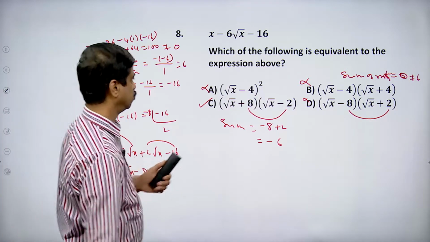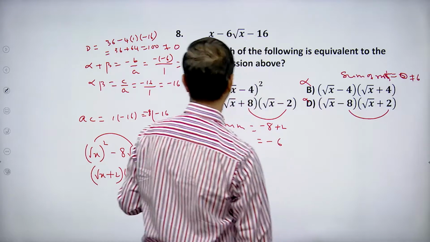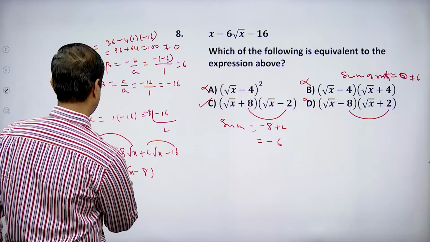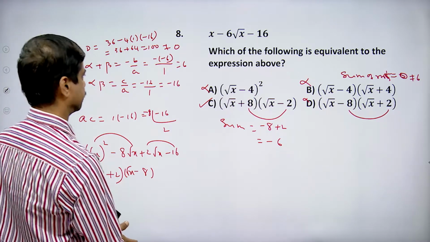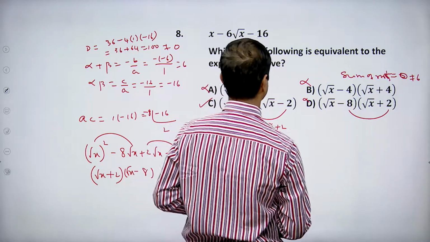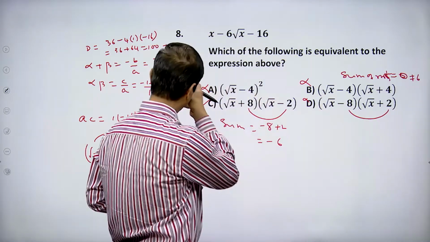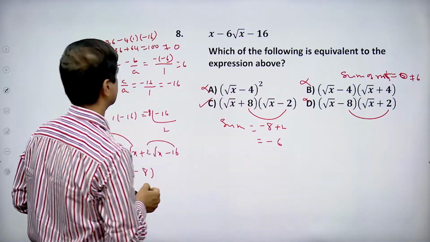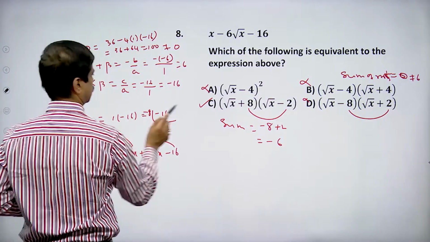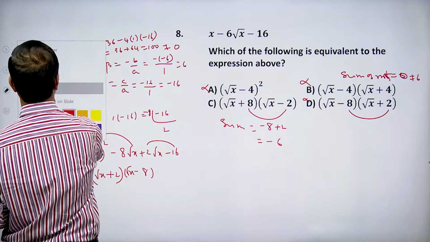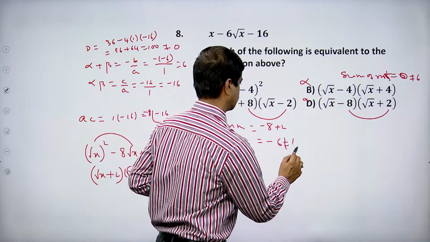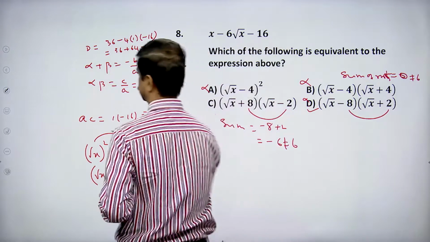So root x plus 2 into root x minus 8 we are getting. Sum of roots is minus 8 plus 2, that is minus 6. So minus b by a gives plus 6. So this is not the answer, no. See, the sum of roots should be what? Plus 6. So this is not equal to 6. So the answer is this. Okay.